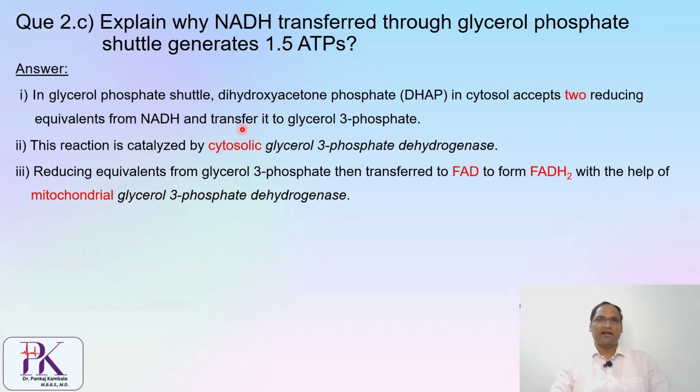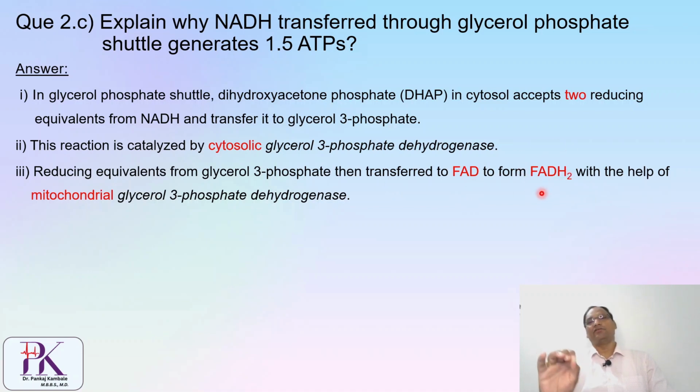Now, reducing equivalents are present in glycerol 3 phosphate. Glycerol 3 phosphate is able to enter the mitochondria from the cytoplasm. The reducing equivalents from glycerol 3 phosphate are then transferred to FAD to form FADH2 with the help of mitochondrial glycerol 3 phosphate dehydrogenase. Notice the difference: this is the cytosolic form and this is the mitochondrial form of glycerol 3 phosphate dehydrogenase.